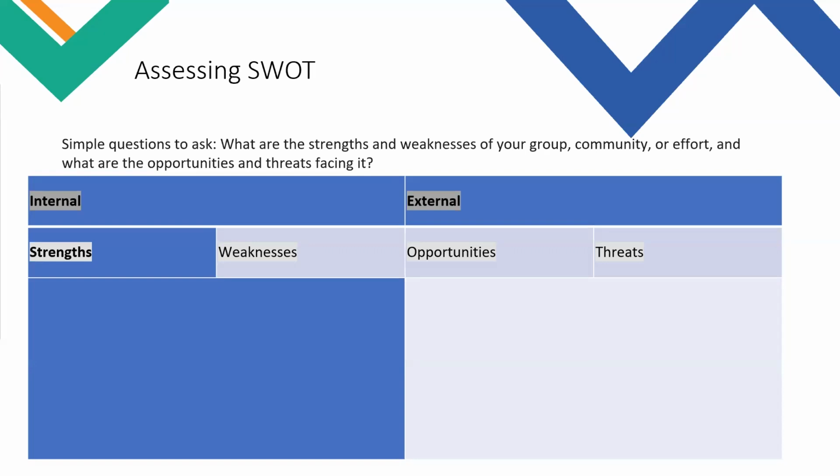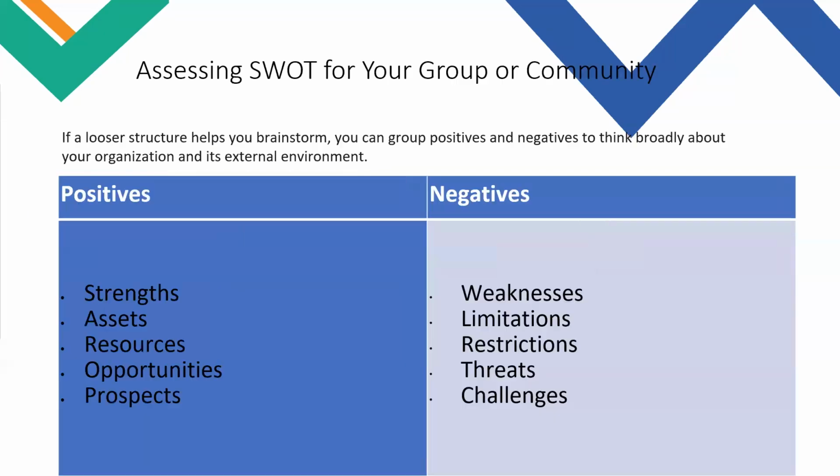And there's another column one, but it's actually more of a different one. It's a looser structure. If you're maybe a larger organization, you can brainstorm, you can group positives and negatives to talk broadly about how your organization and an external environment works. You put strengths, your assets, resources, opportunities and prospects, negatives, weaknesses, limitations, restrictions, threats, challenges. All those things work to get your business a little bit stronger.